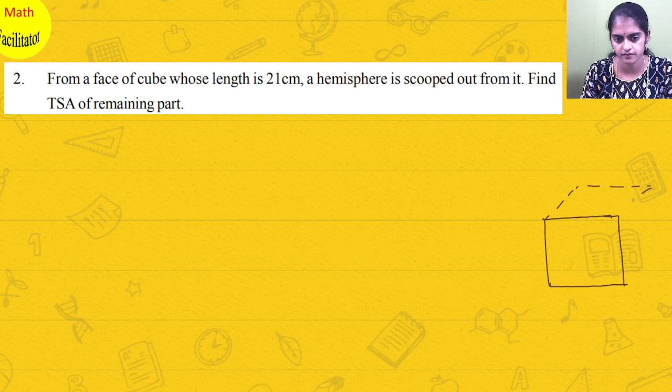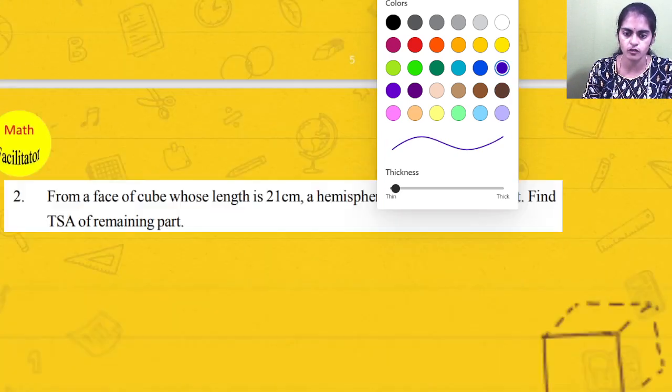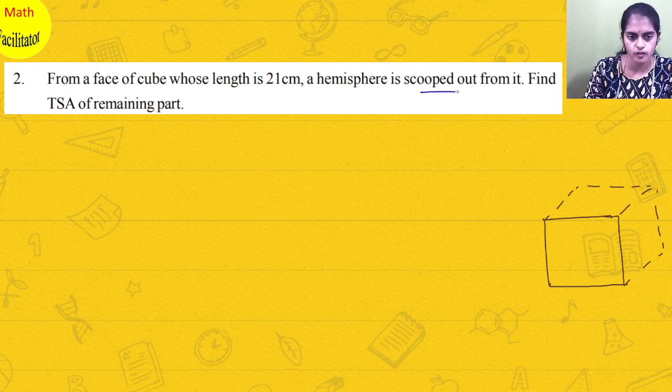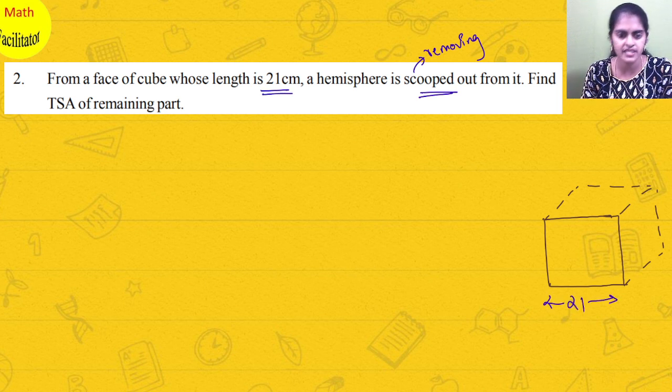So this is the cube, from the face of a cube. Okay, so from the cube, what is happening? You are scooping out a hemisphere. Scooping out means removing. So I am removing a hemisphere shape out of the cube. Okay, so cube length is 21 centimeter. So this length of the cube is 21 centimeter. Find the TSA of the remaining part.